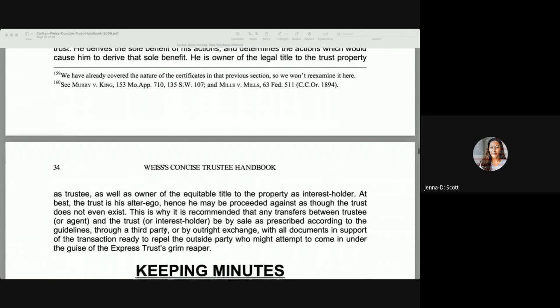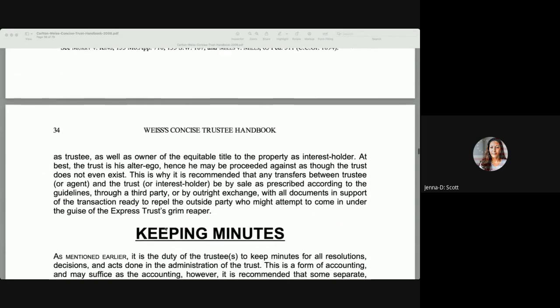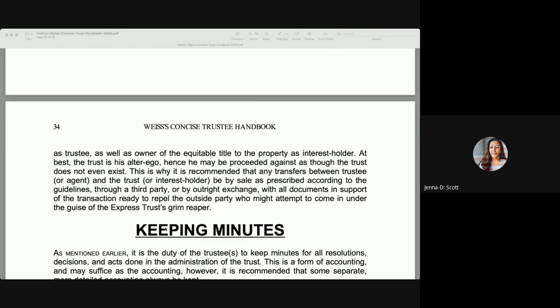He derives the sole benefit of his actions and determines the actions which would cause him to derive the sole benefit. He is owner of the legal title to the trust property as trustee, as well as owner of the equitable title to the property as interest holder. At best, the trust is his alter ego. Hence, he must be proceeded against as though the trust does not even exist.